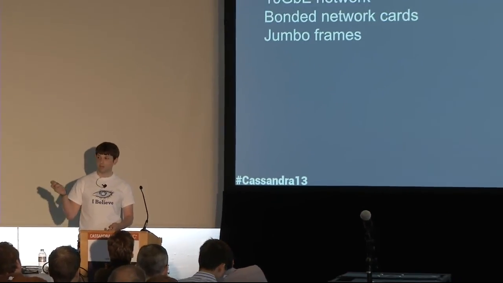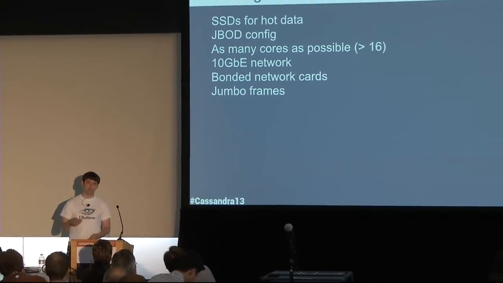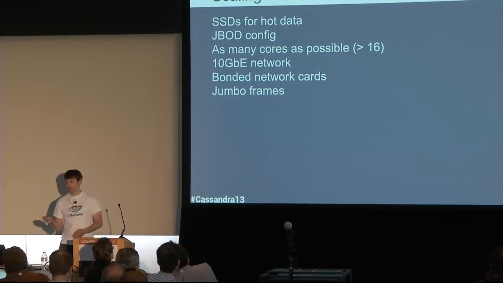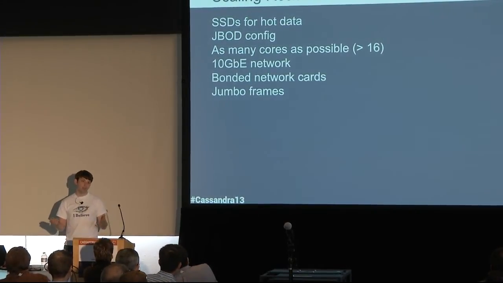Getting the right hardware is really important. For us, we got SSDs for all of our hot data, and we're going to get spinning disks for all of our cold data. We use the JBOD configuration. That way we can use as many disks as possible. We don't have to go through the RAID controller, and we don't have to do software RAID. You want to get as many cores as possible. We have machines that have 16 cores, and we're looking to get machines that have 32 cores in the future. We currently have a 10 gig network, and we actually use bonded network cards, so we get 20 gigs on a single machine. And in order to actually take advantage of a 10 gig network, you have to use jumbo frames.